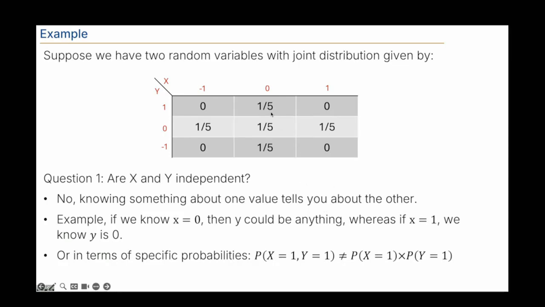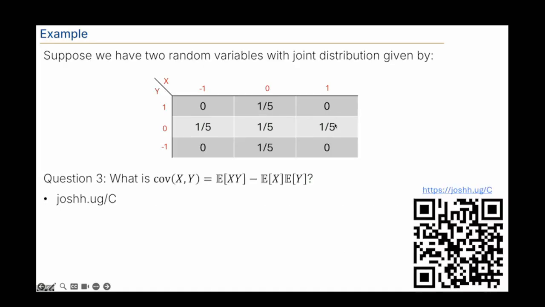So there's two ways of thinking about it. One, you can plug in a particular pair of numbers. The other is you can just say, if I already knew that x is 0, there's an equal probable chance that y takes on any value. If I know x is 1, then I know that y is definitely 0. Okay? What's the covariance of this?